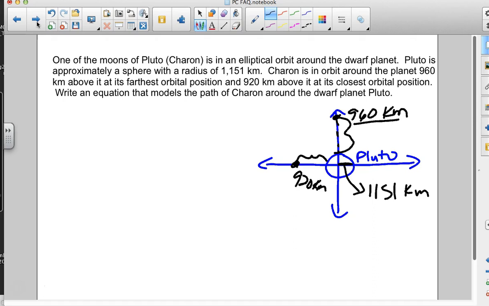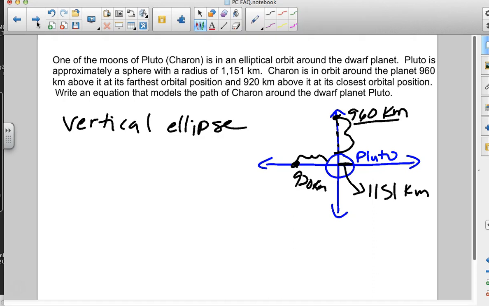All right, and for this one, I just used the 960 as the largest number going above it, so that would make this a vertical ellipse. Now you might have drawn it the other way, and that's perfectly fine. I mean, it's space. Which way do you want to be up and which way do you want it to be down? But notice I drew my Cartesian coordinate plane here to my advantage because I have my center at 0, 0.